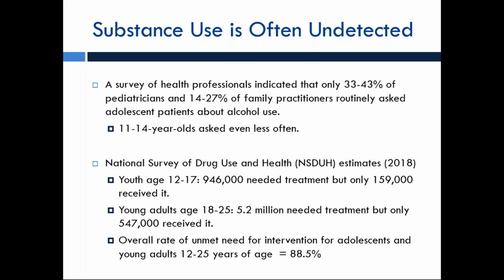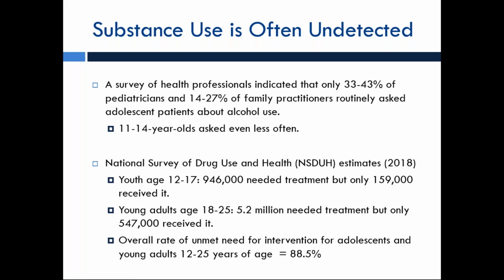So, 2 final points about the premise of the SBIRT model. One is that unfortunately screening is not done all that commonly. It's an example of a missed opportunity. For example, a survey of health professionals indicated that only about 30 to 40% of pediatricians and only about 15 to 25% of family practitioners routinely asked questions to adolescent patients about their alcohol use. And these percentages are much lower when we're talking about younger adolescents.